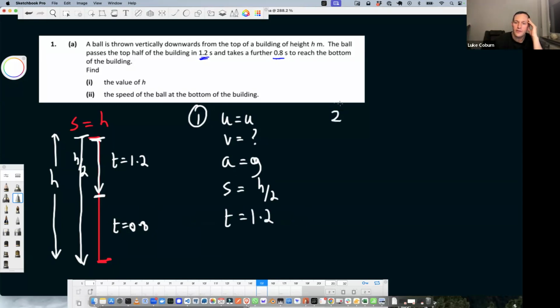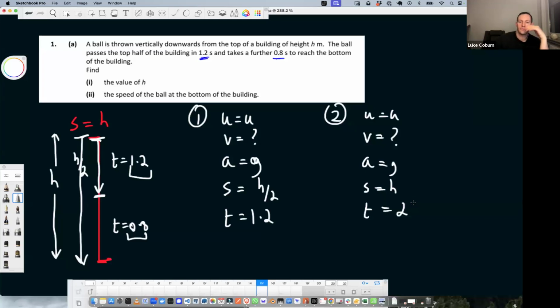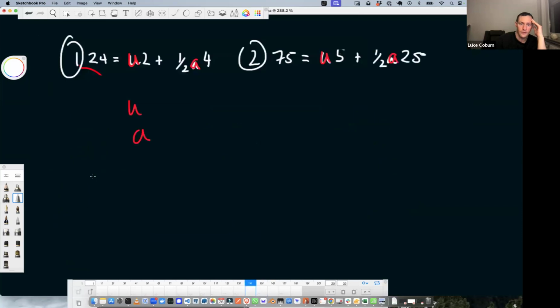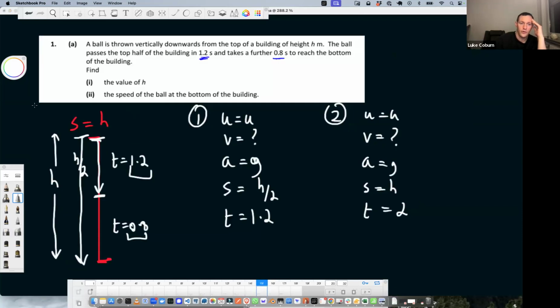And then for the second part of the journey, U is equal to U again, V is equal to, we don't know, and then A again is equal to G. This time S is equal to the full height of the building, and then T is equal to the 1.2 and the 0.8, so T is equal to 2. And if we look at this here, actually we have the same problem as we had before. So the 2 unknowns, and I'm going to use S is equal to UT plus a half AT squared.